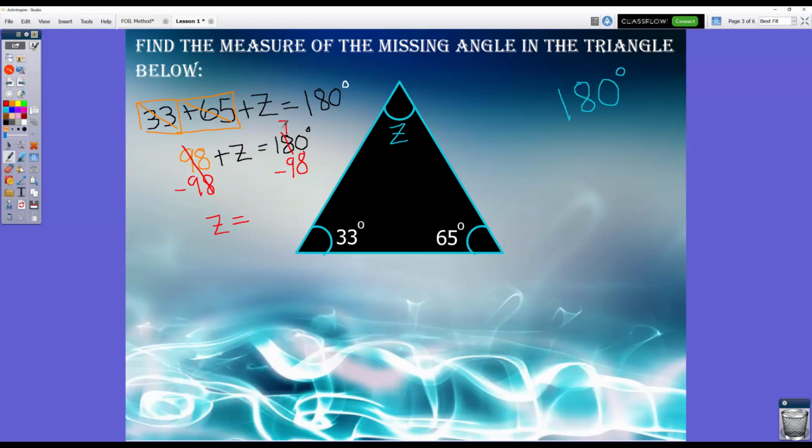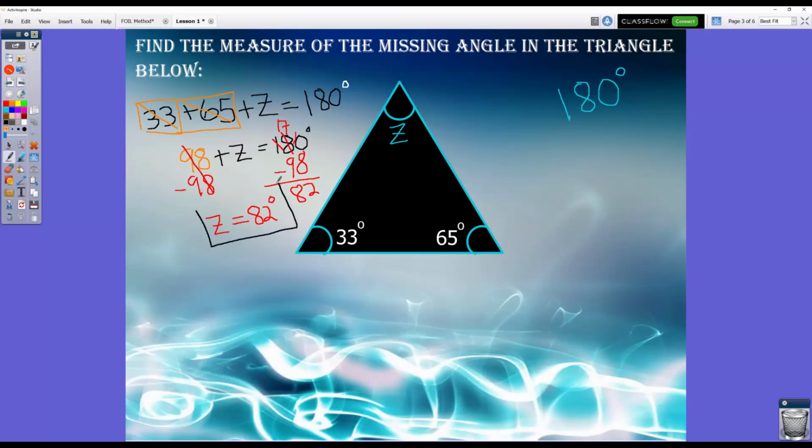So let's borrow. Okay, so that's going to give me 2. I'm going to have to borrow again. That's going to give me 8. So Z is equal to 82 degrees.